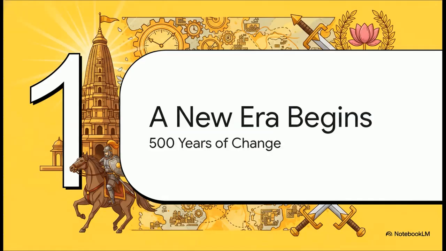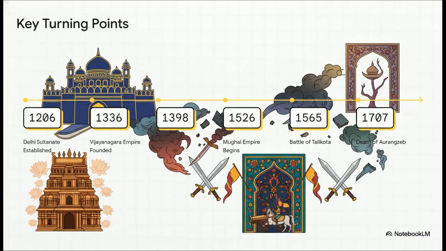Okay, let's get into it and set the scene for this massive 500-year saga. This is an era that was really defined by clashing ambitions, some game-changing military tech, and conflicts that would literally reshape the destinies of millions of people. This timeline gives us the 30,000-foot view. Just look at these key moments. 1206, the Delhi Sultanate is born. Then you have the founding of the great southern empire of Vijayanagara.